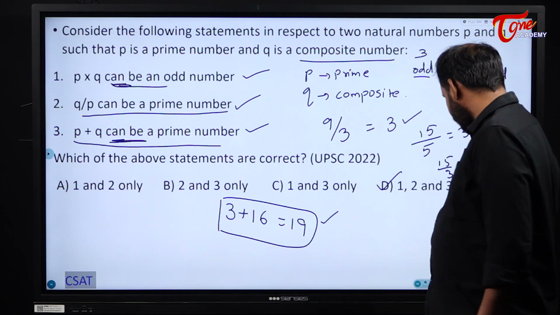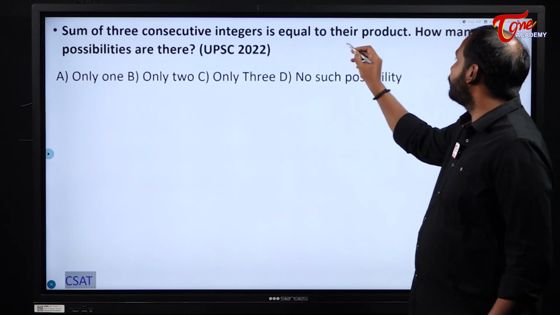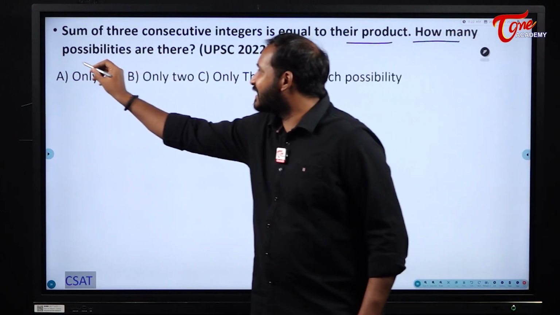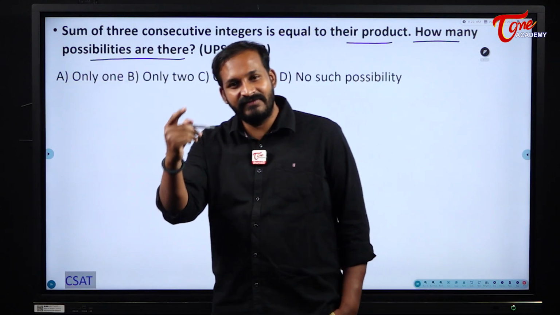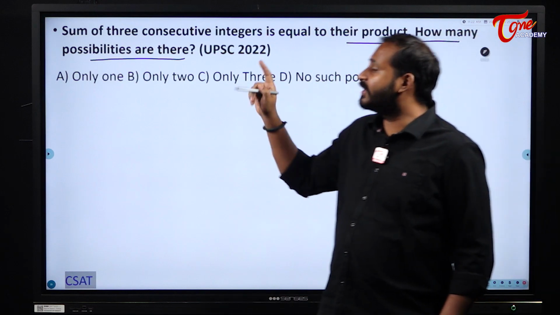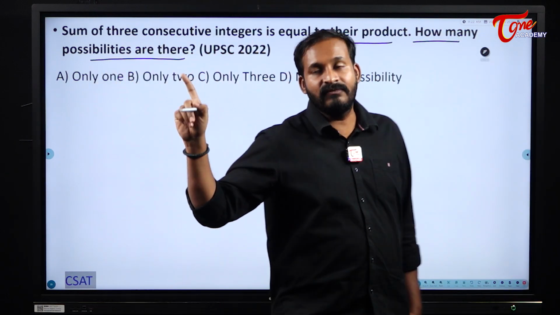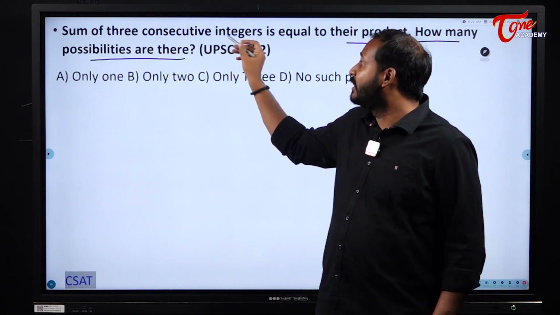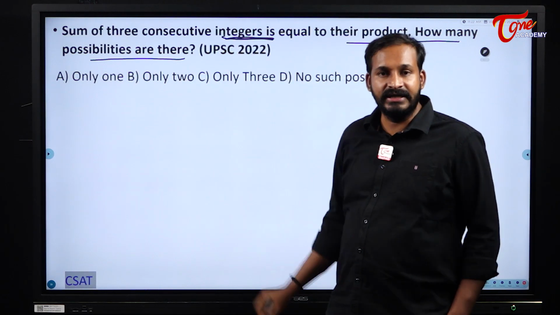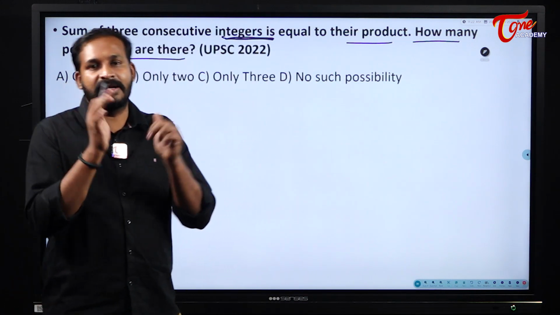Understood? Next one. Sum of the consecutive integers is equal to their product. How many possibilities are there? See here students, in our previous session, we discussed a similar concept. But there it was sum of three consecutive natural numbers. But here they are telling sum of three consecutive integers. They used the word integer, so I can use both plus and minus values here. But the concept remains the same.